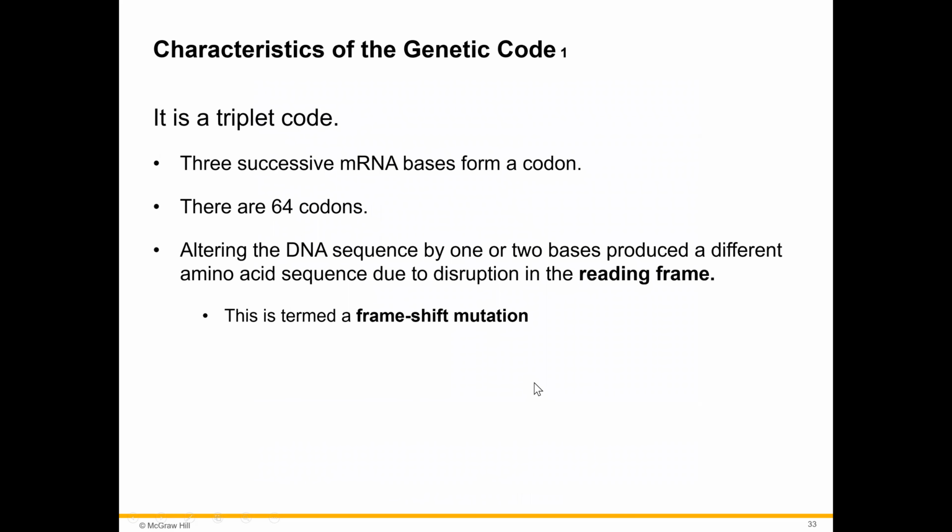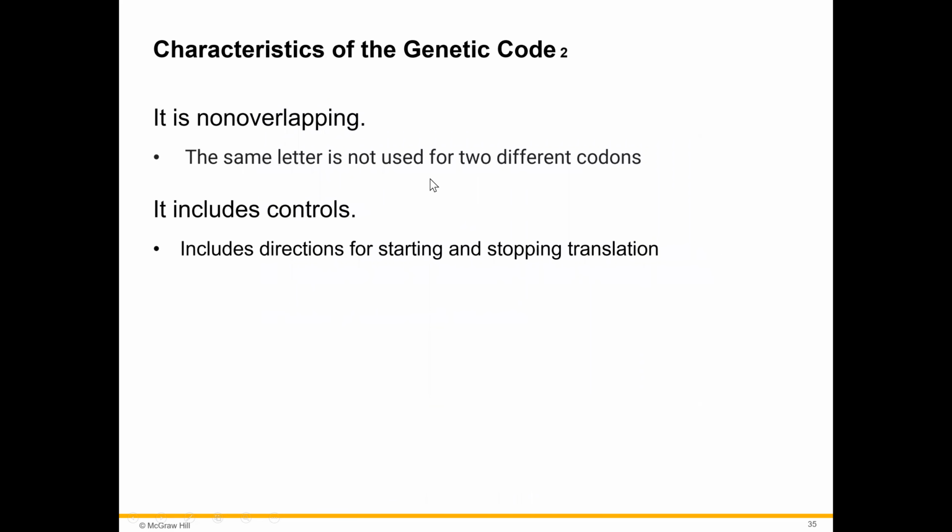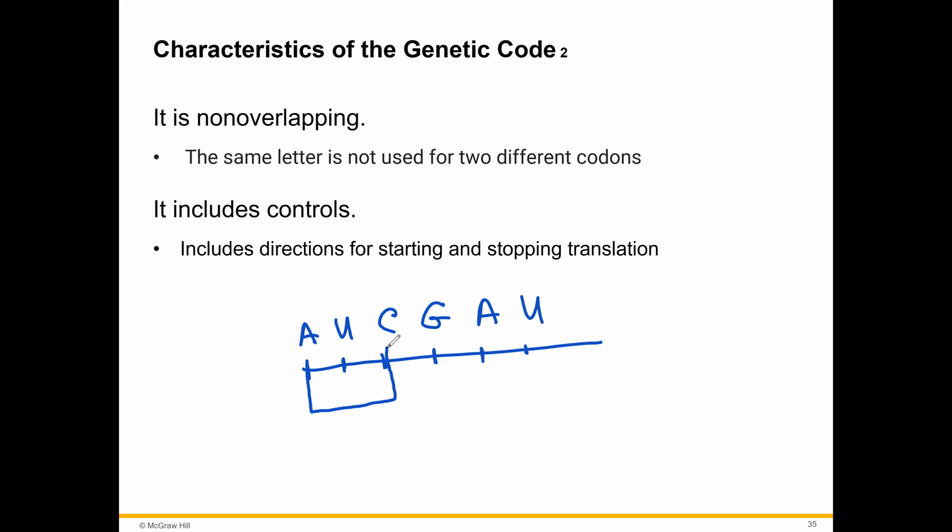Okay, so that's our characteristic of genetic code. It's a triplet code that we just described. Another characteristic of genetic code is that it's non-overlapping. It means the same letter is not used for two different codons. So for example, if we have A, U, C, G, and then we have A, U again, and so on, our codon is going to be AUC, right? And we cannot use this C to make another codon, CGA. So we have A, U, C, and the next codon cannot be CGA.